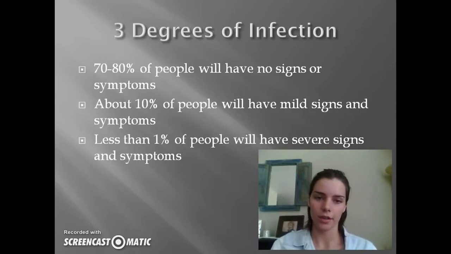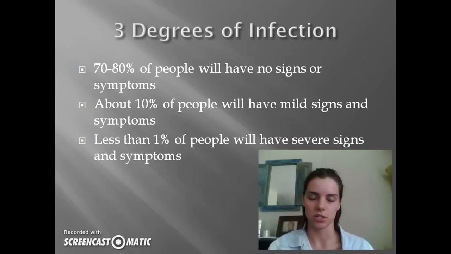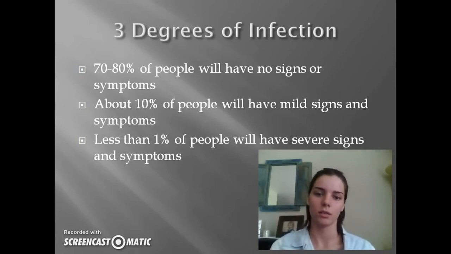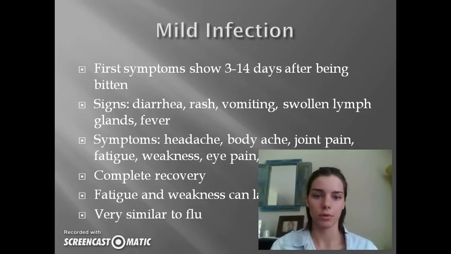So first of all, there are essentially 3 different levels, or I would call them degrees of infection. The majority of people, 70 to 80% of people, have no signs, no symptoms, and don't even know they have it. And then about 10% of people will have mild infection with mild signs and symptoms, and then less than 1%, so a very, very rare few people, will have severe signs and symptoms of the virus. And so I'm going to talk about the mild infection first.